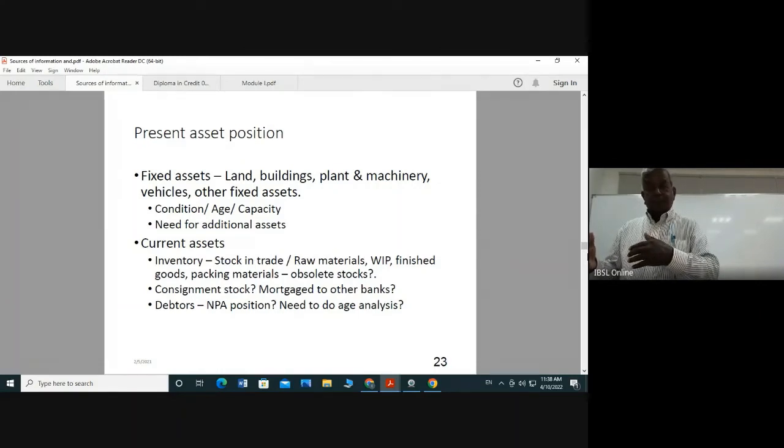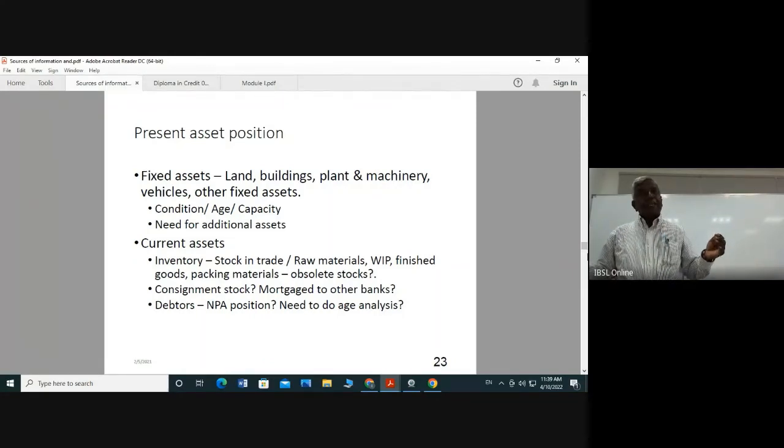Work in process, that is in between the raw material and the finished good. The raw material has been processed but not yet completed as finished good. We call it work in process, WIP. And then finished goods. And then packing material may be there. So collectively we call it inventory.